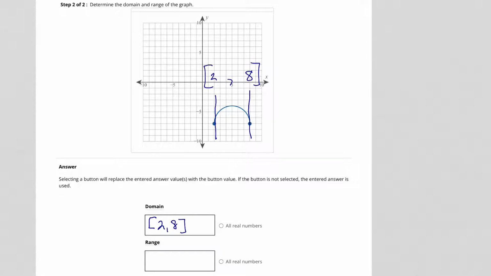And when I look at my range, I'm reading bottom to top. So that's going from right there to right there. -10, -9, -8. So -7, up to -4. And again, there are points in both of those places, so my range is going to be, with brackets, [-7, -4].